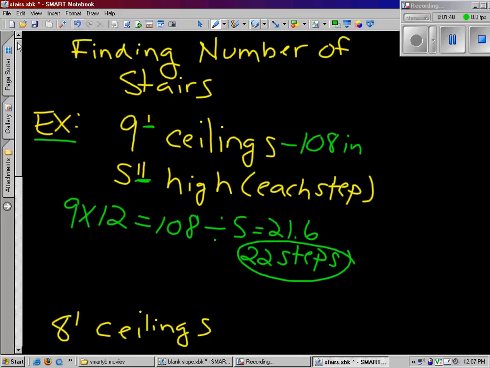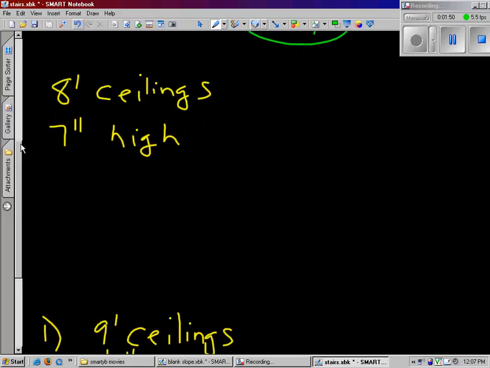And that's it. That's all you got to do to find out how many stairs you need. Alright, let's try one more problem. I have 8-foot tall ceilings, and each step is 7 inches high. So again, I can't work in feet and inches. Have to have them in the same unit. Again, I'm going to change my 8-foot ceilings to inches, so I take 8 times 12. I get 96. So those ceilings are really 96 inches tall.